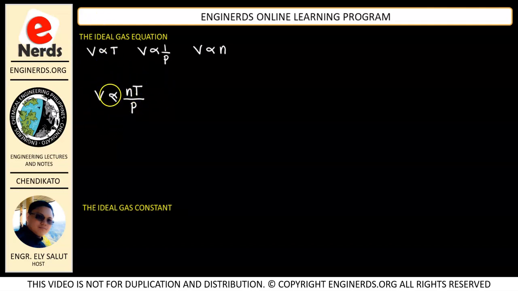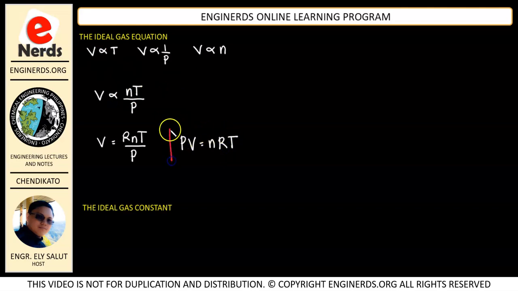Now, we are going to introduce a proportionality constant R. So we have V is equal to R n T over P. Alright? But rearranging this, we will have PV is equal to nRT. This is actually our ideal gas equation.